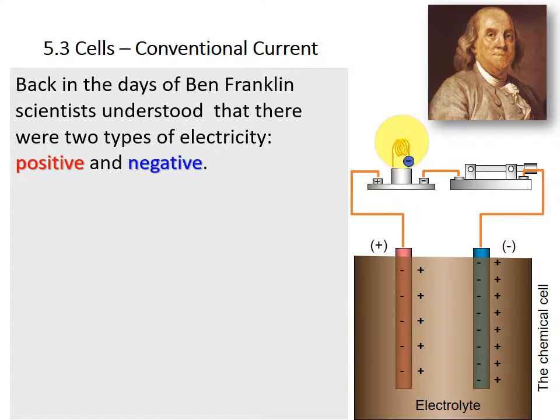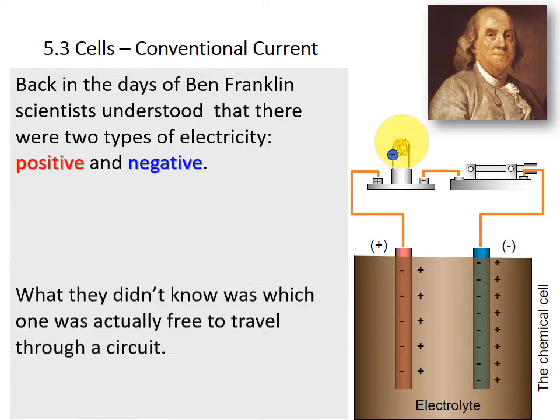Okay, back in the days of Benjamin Franklin, scientists understood that there were two types of electricity, positive and negative. Really, it was Benjamin Franklin's idea to name it like that because he did work in finance, and in finance you have debit, where you can have positive account, and credit, where you have a negative account. And he related the electrical phenomena with money.